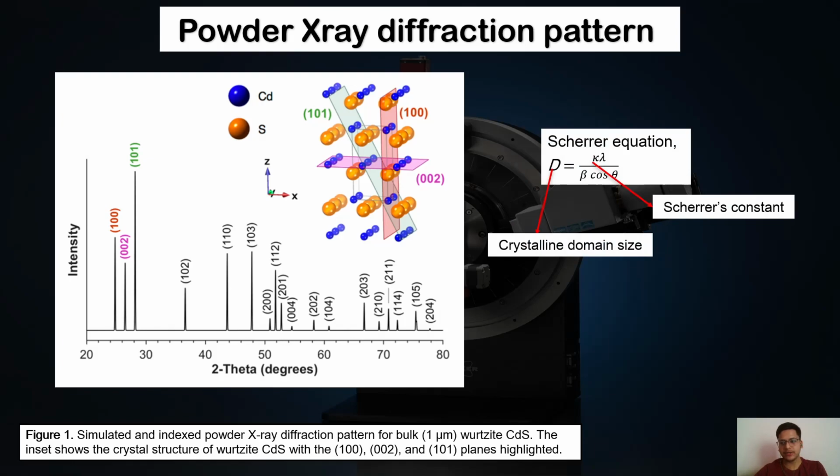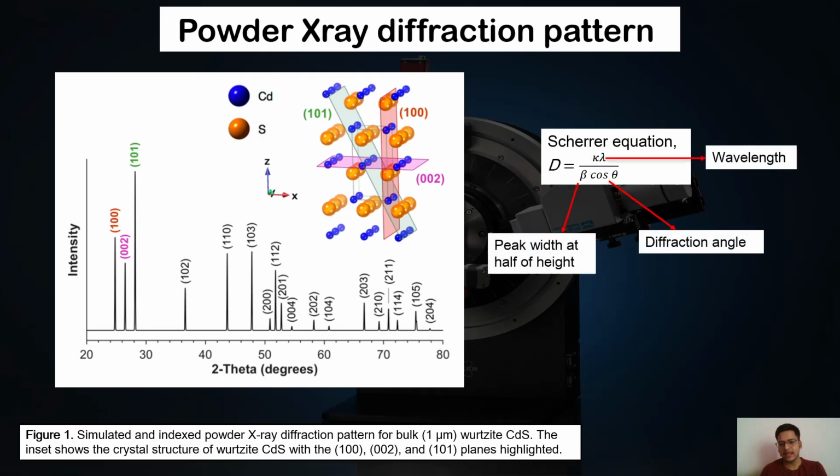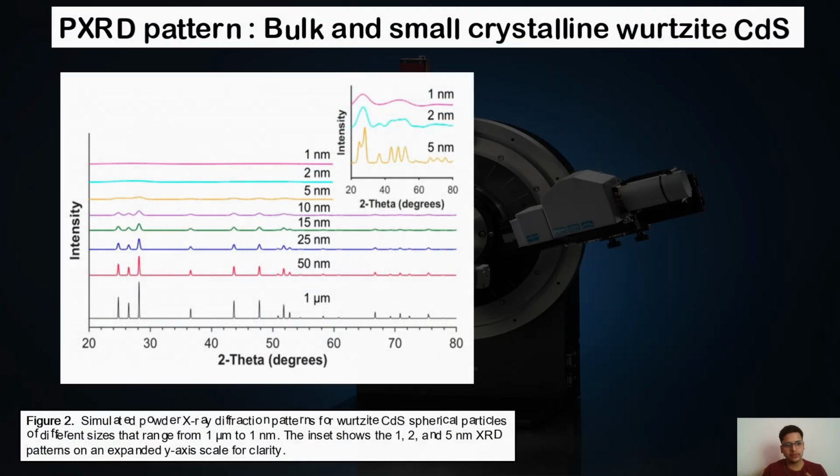So here is the Scherrer equation. The Scherrer equation tells us that the crystalline domain size is equal to the Scherrer constant K, times lambda, which is the wavelength, divided by beta, the peak width at half of height, times cosine theta, where theta is the diffraction angle. Now you might be wondering about this equation.